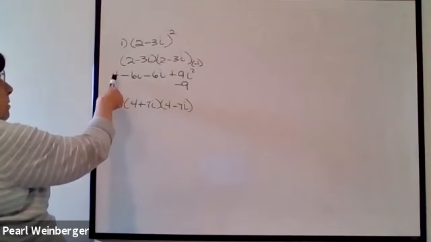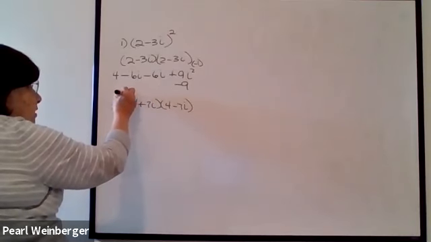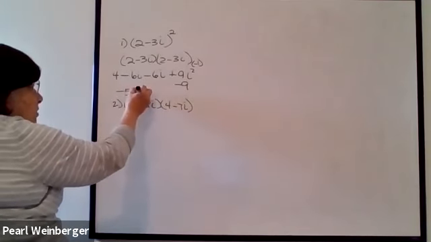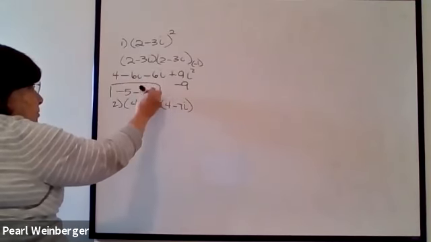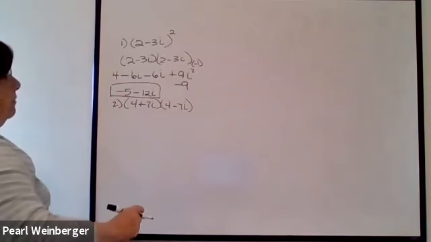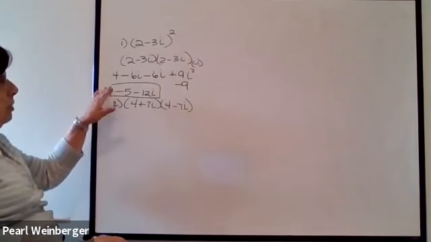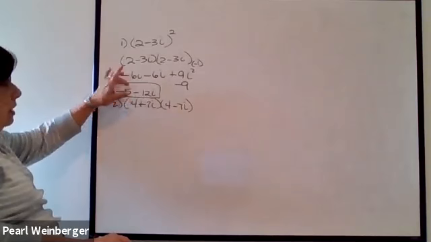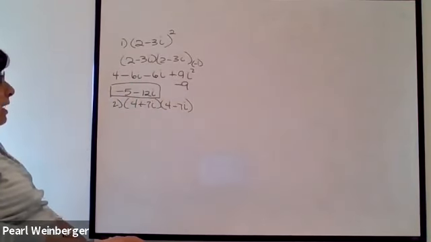So now you have to combine the 4 and the negative 9, which is negative 5. And the negative 6i and the negative 6i together is negative 12i. And your answer came out to be negative 5 minus 12i. And remember, you put the negative 5 first because that's the real part, and the negative 12i second. This is a plus bi form. That's how you write your complex numbers.